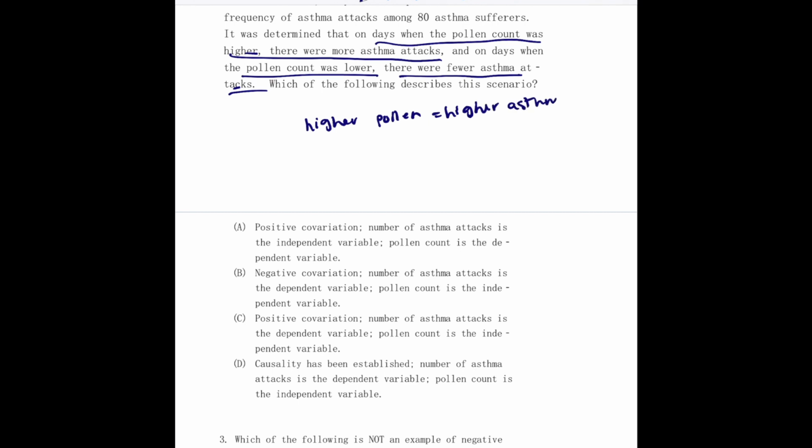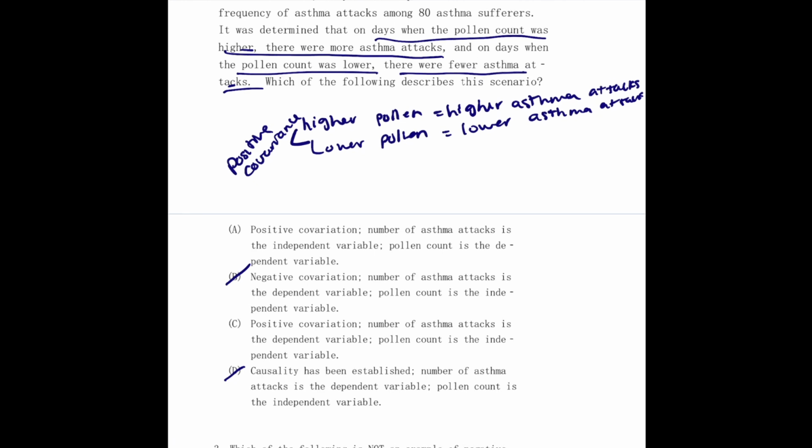So we know that a higher amount of pollen equals a higher amount of asthma attacks. So we know also that a lower pollen count equals a lower number of asthma attacks. So we know that this is a positive correlation. So we know it's either A or C. So let's look at what they say. A says that positive correlation, number of asthma attacks is the independent variable and pollen count is the dependent variable.